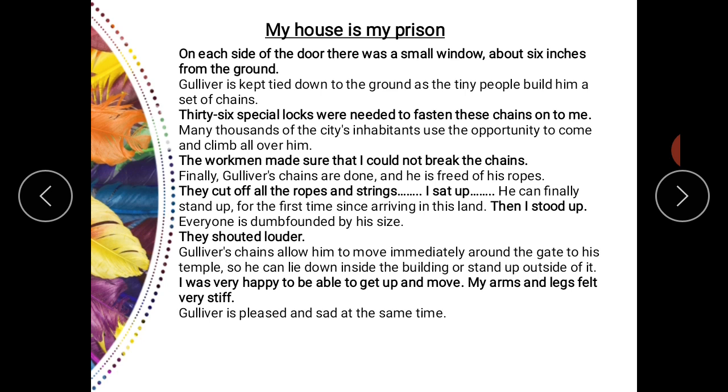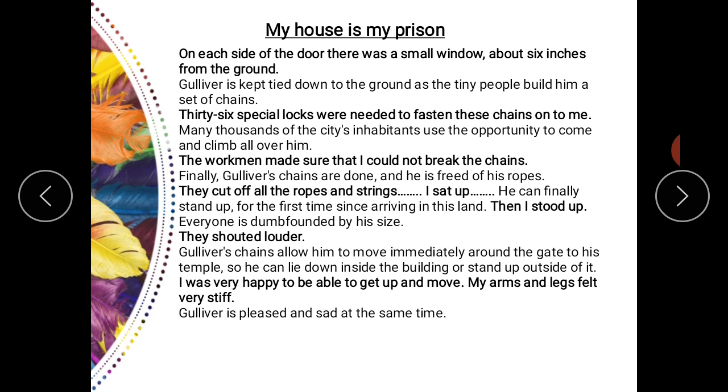On each side of the door there was a small window about 6 inches from the ground. Gulliver is kept tied down to the ground as the tiny people build him a set of chains. 36 special locks were needed to fasten these chains onto me. Many thousands of the city's inhabitants, people who were living in that city, used the opportunity to come and climb all over Gulliver. The workmen made sure that I could not break the chains. Very intelligent and very careful people.